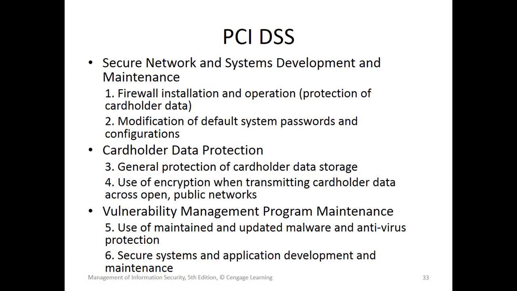And so, secure the network and systems development and maintenance. And so it gives descriptions there of things. Cardholder data protection. As you can see, steps 3 and 4 need to be in compliance. Vulnerability management program maintenance, there's number 5 and 6. So you have 3 different categories, but 6 mandatory steps.